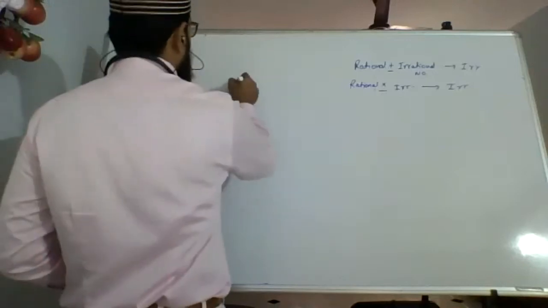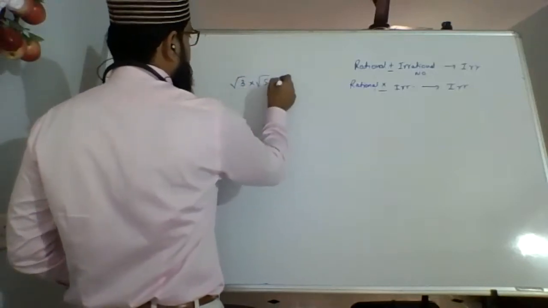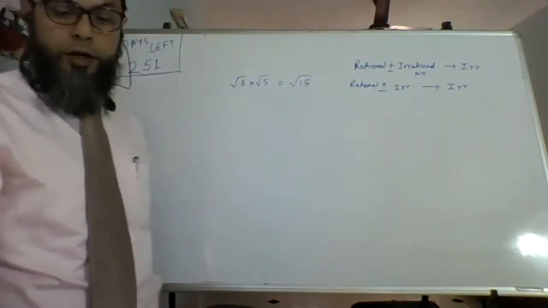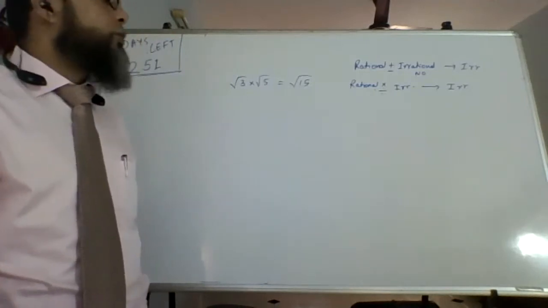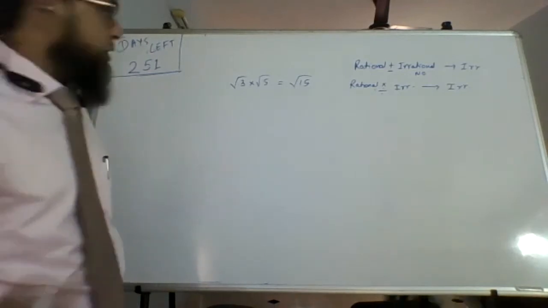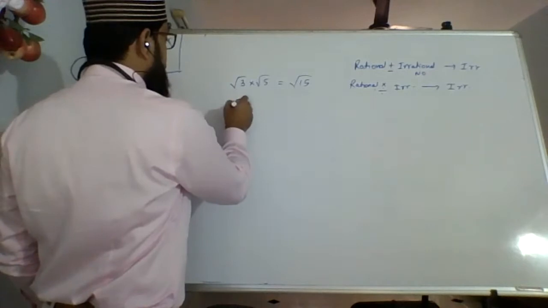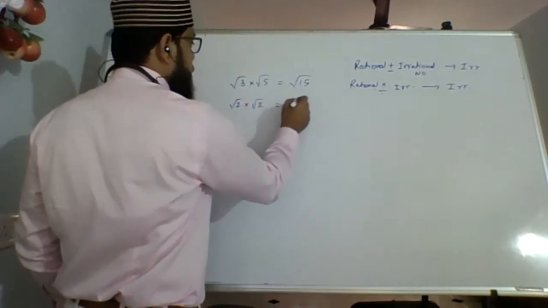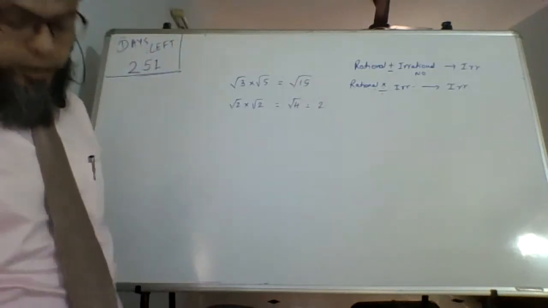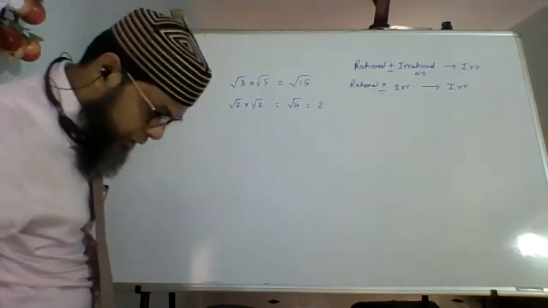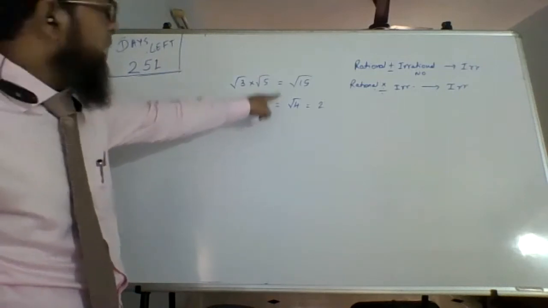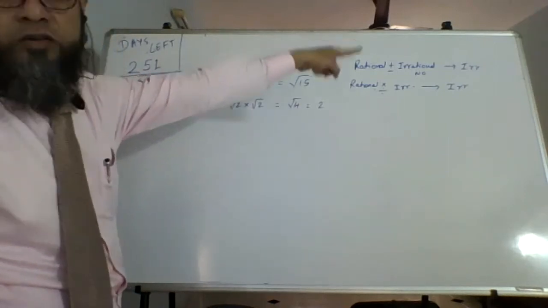For example, if I multiply root 3 into root 5, I'll get root 15. This is irrational. But root 2 into root 2 is root 4, which is 2, which is rational. So product or division of two irrational numbers may or may not be rational, may or may not be irrational. It can be both, but there it will always be irrational.